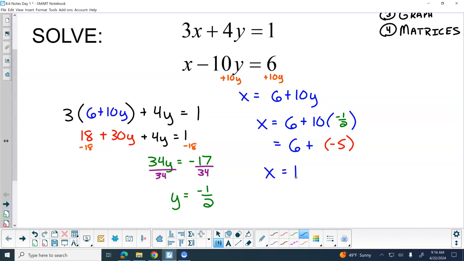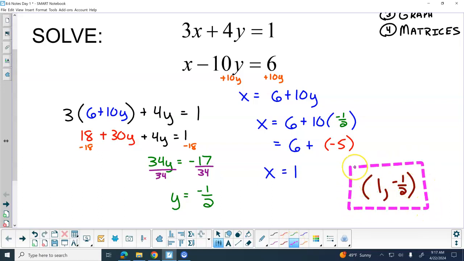Negative 1/2 times 10 is negative 5. 1 minus negative 5 is 6. Checks out for both. Now, write it as a point because it's a point in space. So we're going to write it as a point: 1, comma, negative 1. Okay.